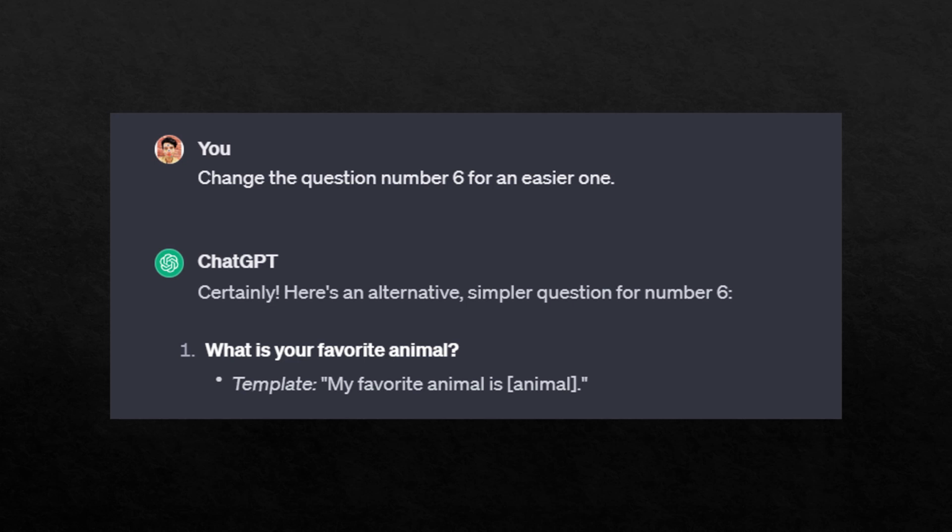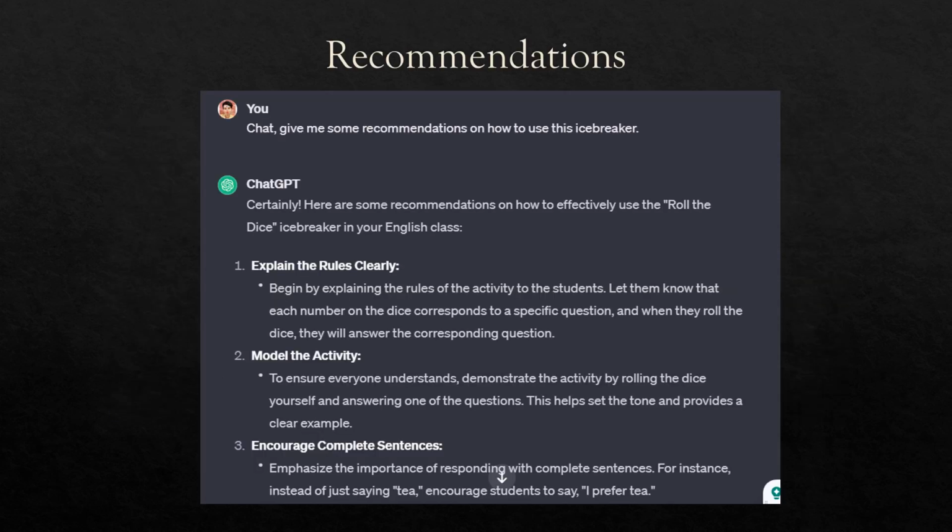Okay, so I said this question is perfect. Now I already had my questions. I asked ChatGPT for some recommendations on how to use this icebreaker.